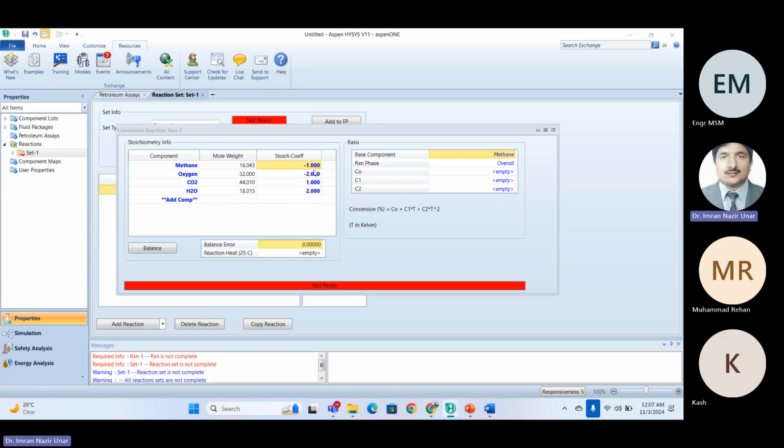Now, if there is any error, then the balance error will have some value, not zero. But here you can see it is zero. It means the reaction is now balanced. And how can I understand whether reactants are negative and products positive? Now, in the base component, if you find the components which are on the reactant side, then you are right. But if you find a product side component in the base component, it means you have put the negative sign on the wrong side.